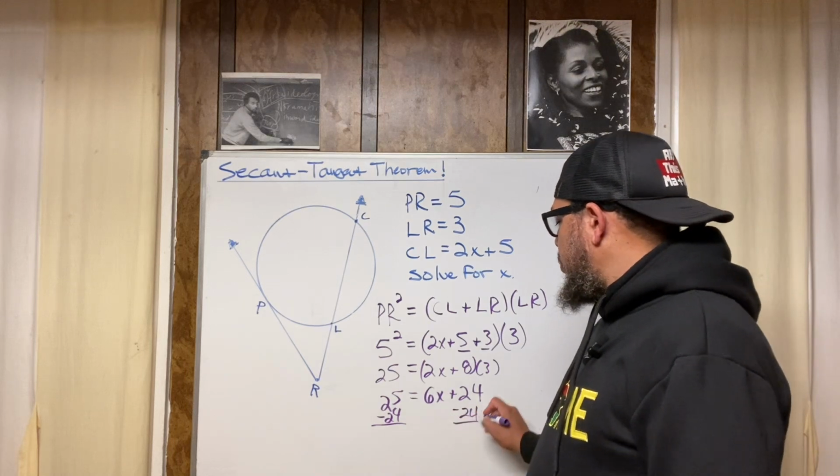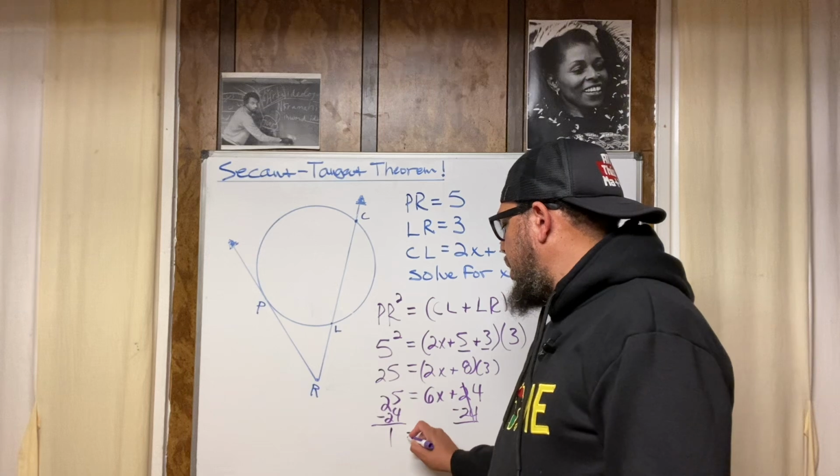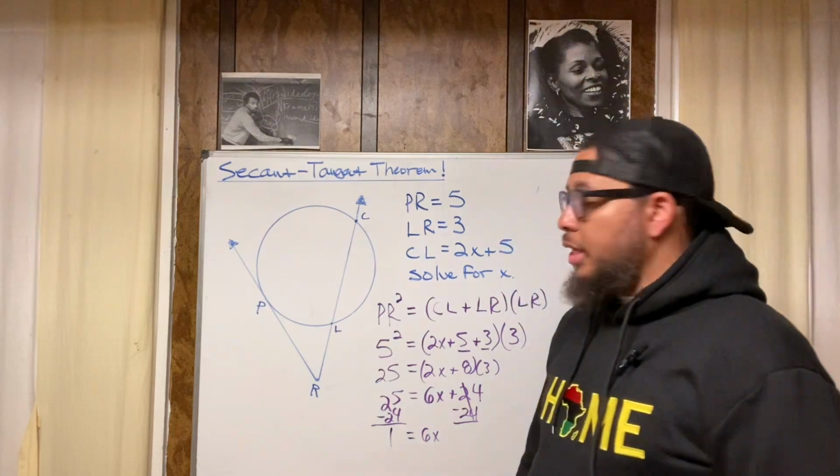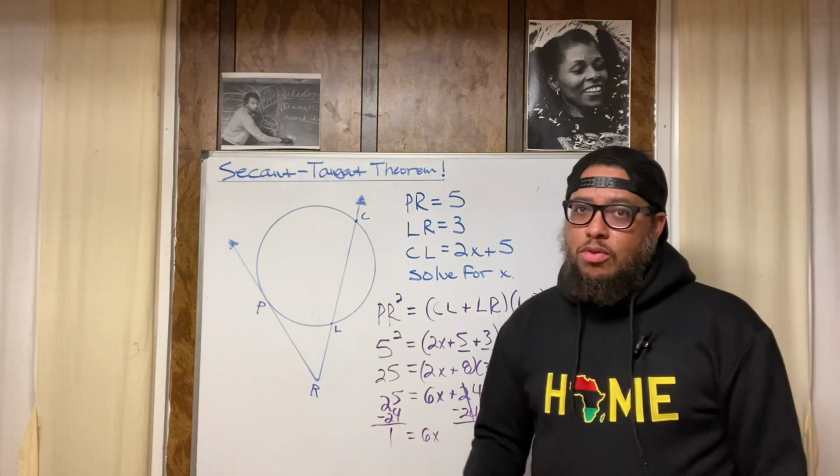All right. So 24 minus 24 is going to be 0. 25 minus 24 is going to be 1, is equal to 6x. Oh, this is messy. Now, what a lot of people are going to do is they're going to get to this part of the problem and think they did something wrong automatically.